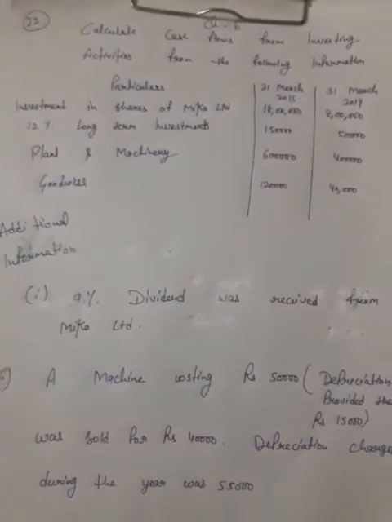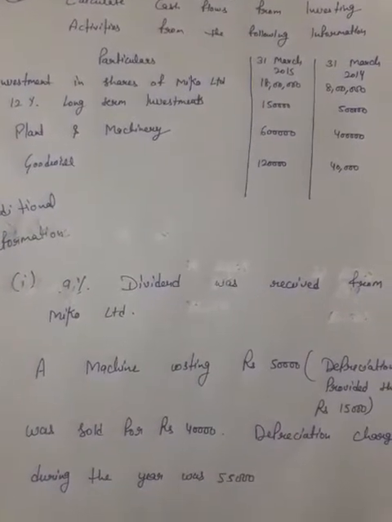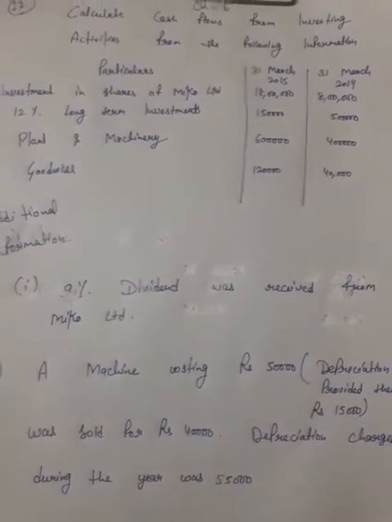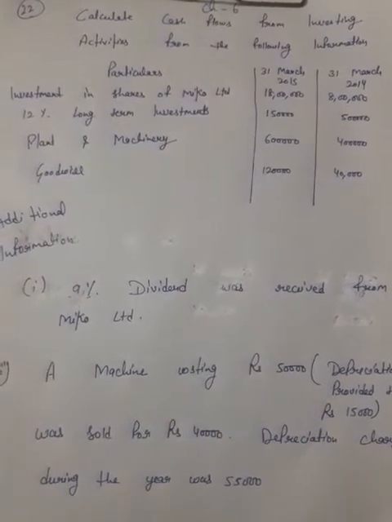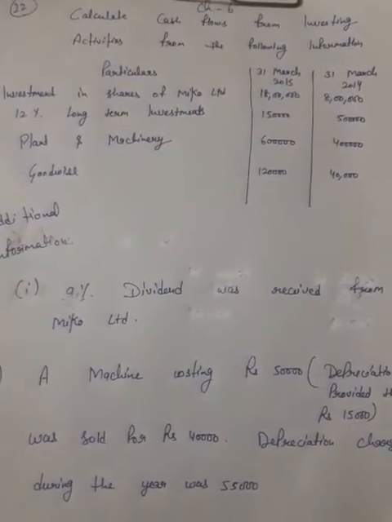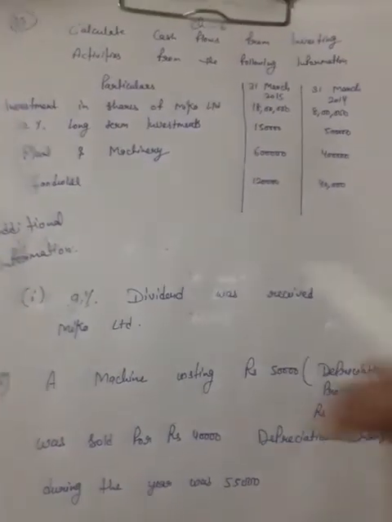Students, today we will discuss investing activity. In the previous class we already started investing activity, so today we will continue this activity in illustration number 22. Calculate the cash flow statement from investing activity from the following information.